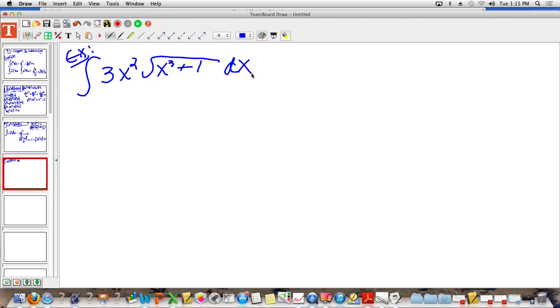All right, let's do a rewrite of this, first of all. This square root really means x cubed plus 1 to the 1 half power. I'm just going to do a rewrite here and then stop. (x^3 + 1) to the one-half power. I did a rewrite, put it to the half power.